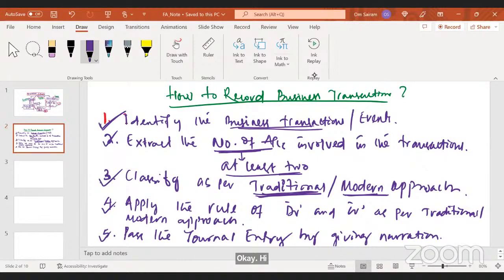Finally, we have to apply the rule of debit and credit according to the traditional approach or modern approach. If we are following the traditional approach, then we have to follow the rule of debit and credit of the traditional approach. If we are following the modern approach, then we have the rule of debit and credit according to the modern approach. And on the basis of that, finally what do we have to do? Pass the journal entry.